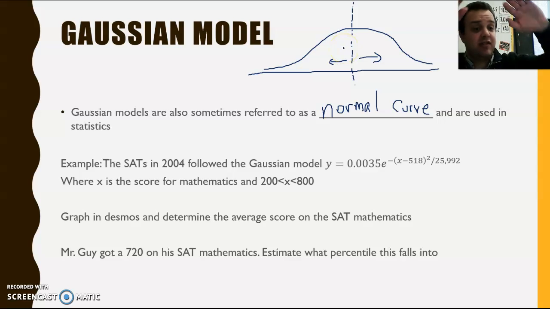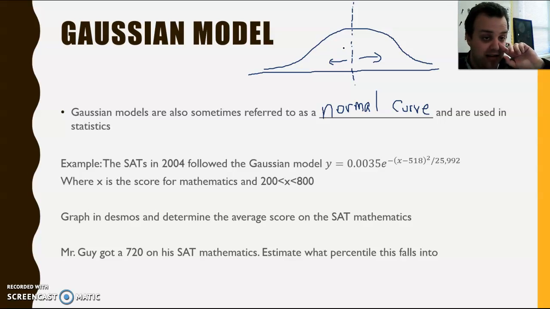So that's what a bell curve does. It shows us the amount of people, and we can figure out odds of people that fall in each of these areas as we go further away from the middle of our normal curve. Here's an example. The SATs in 2014 fit the Gaussian model of y equals 0.0035 e to the blah, blah, blah, all this stuff, where x is the score for mathematics between 200 and 800. In the SAT math exam, the lowest grade you get is a 200. The highest grade you get, if you get a perfect score, is an 800.